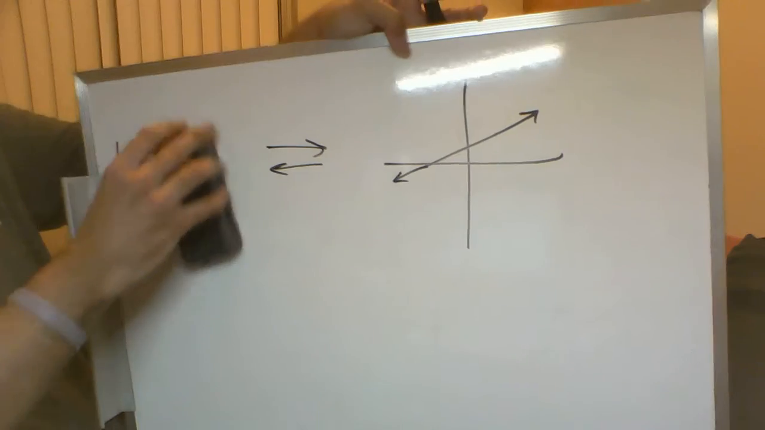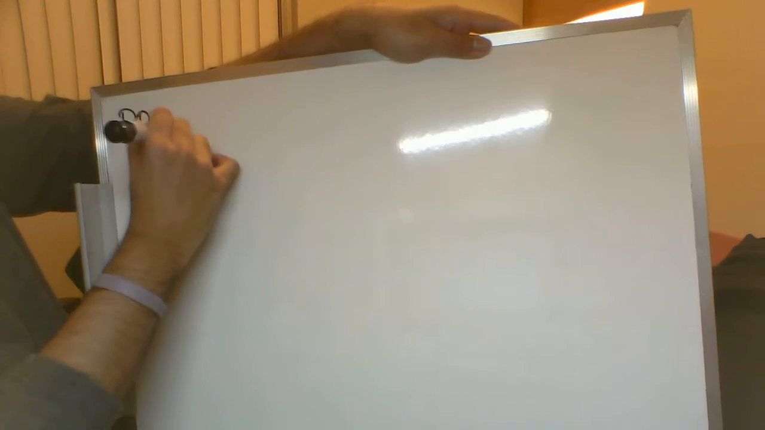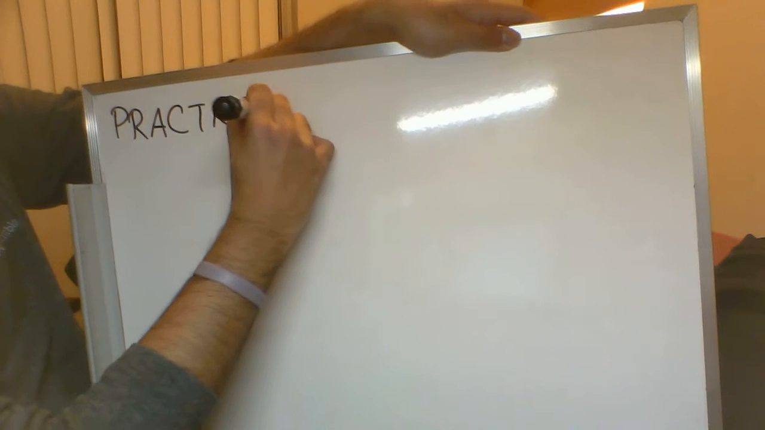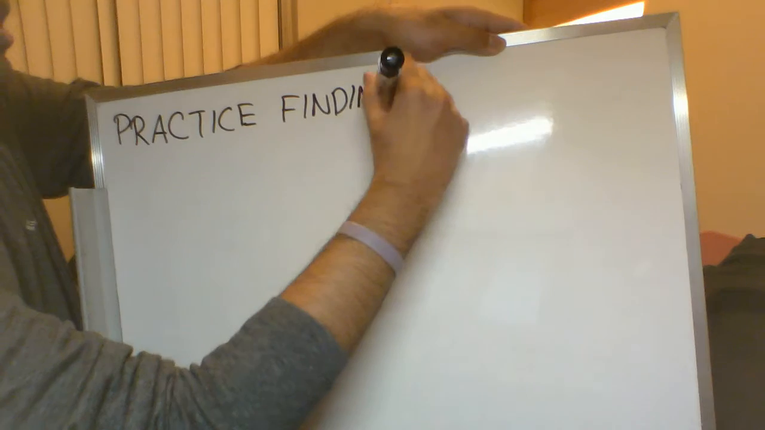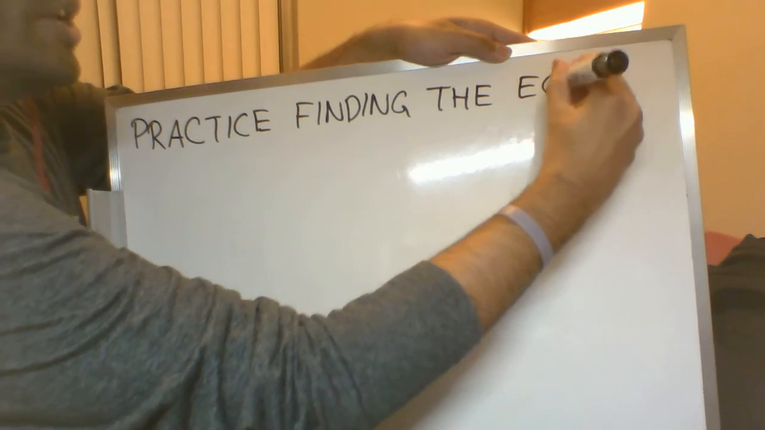So without further ado, what we're going to do in this video is continue practicing going in that reverse direction, going from the graph to the equation. So, practice finding the equation of a line. That'll be our title. Practice finding the equation.